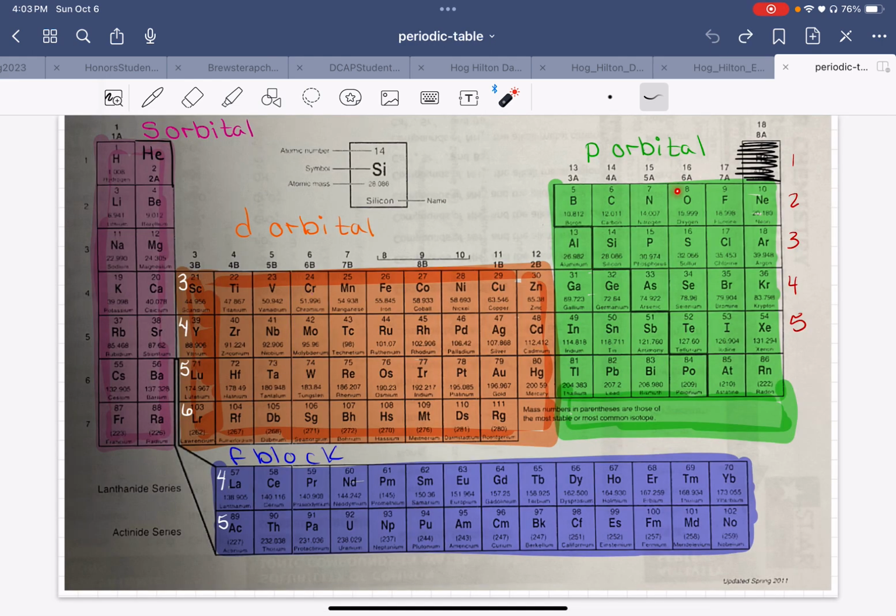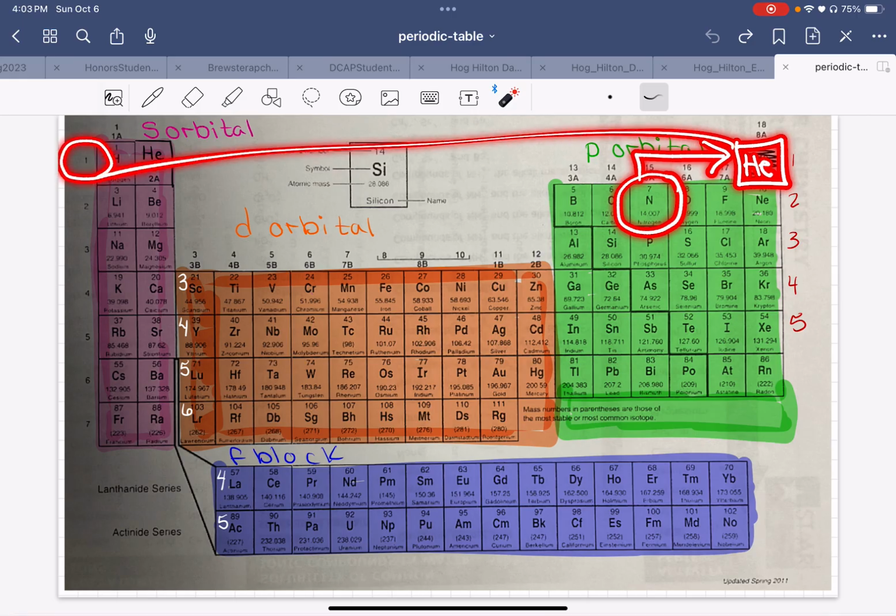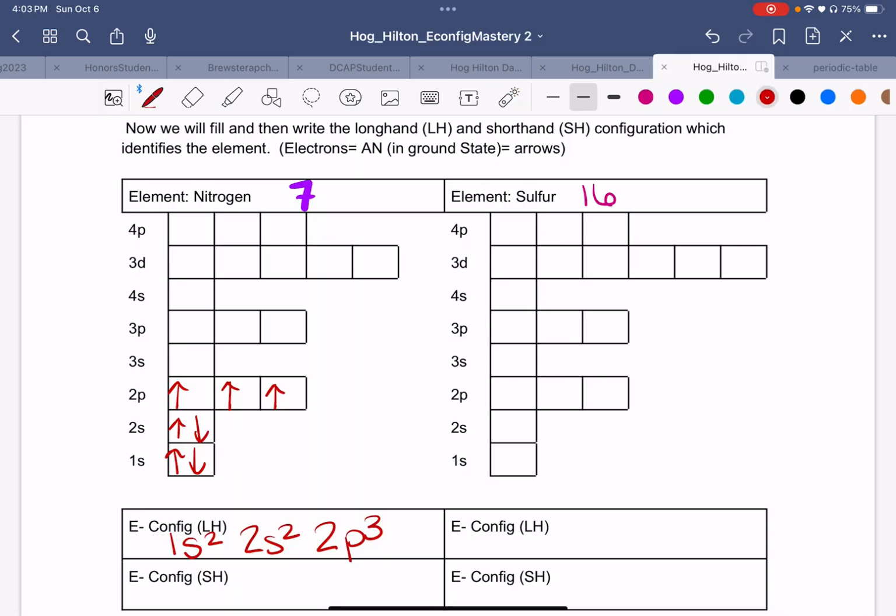So now let's look at the configuration. To get your shorthand, we take where we are. We're going to go up and over to the noble gas. Now, this happens to be where helium's supposed to be. We just happen to move it over there for the S block to make the configuration work. But our shorthand is helium. Helium is on row 1, S block, 2. So I want you to take and draw a line right here and mark it He. So then we have He, 2s2, 2p3.